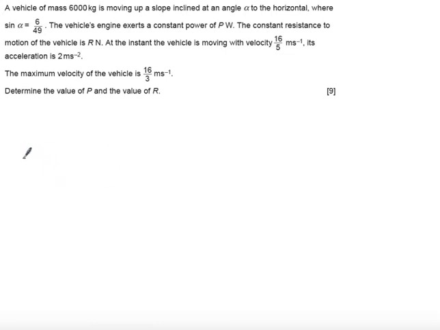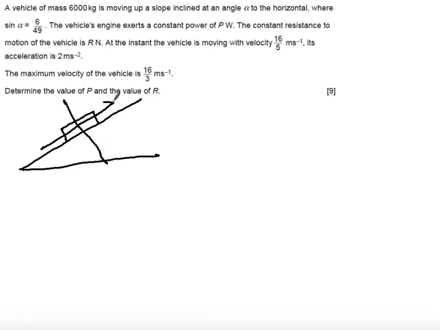So initially, starting with a sketch of the situation, just to help us understand what is actually happening here. So we have a slope. I have a vehicle on this slope. We are going to have both resistances to motion. So we're going to have a driving force, let's call that D. We're going to have a resistance, which we've been told to call R. I'll call that the normal reaction in that case.